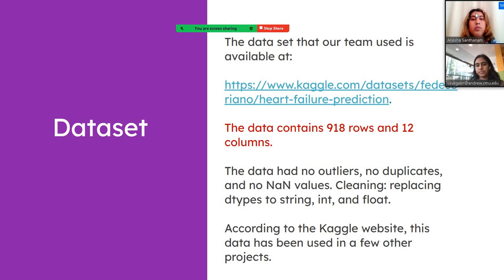The data set that we found is available on Kaggle at this link. The data contains 918 rows and 12 columns, and it has no outliers, no duplicates, and no NaN values. In terms of cleaning, what we mainly had to do was replace data types to things like string, integer, and float, basically whatever suited the values of the data set. And according to the Kaggle website, this data has been used in a few other projects.